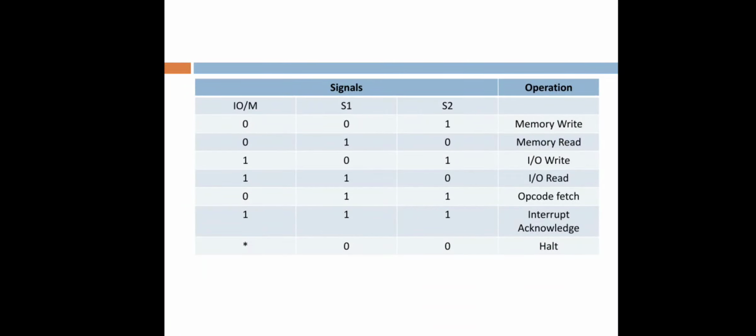As shown in the table, IO/M bar, S1 and S0. When the value is 001, a memory write operation is performed. 010, memory read operation. 101, IO write operation. 110, IO read operation. 011 means opcode fetch cycle, and 111 is interrupt acknowledgement. And the don't care condition, 00, is the halt.